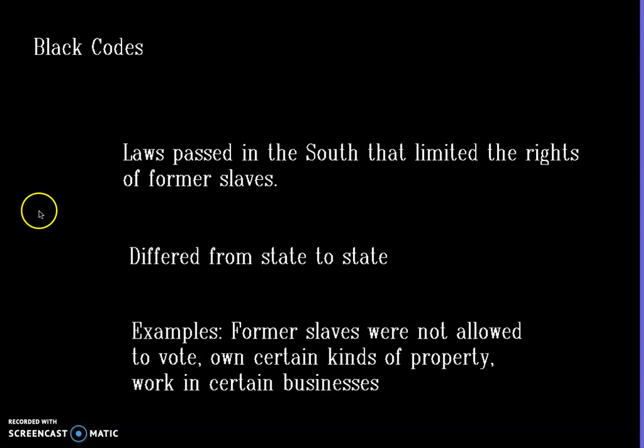So black codes at the time were laws passed in the South that limited the rights of former slaves, and they differed from state to state. For example, former slaves were not allowed to vote or own certain kinds of property or even work in certain businesses.